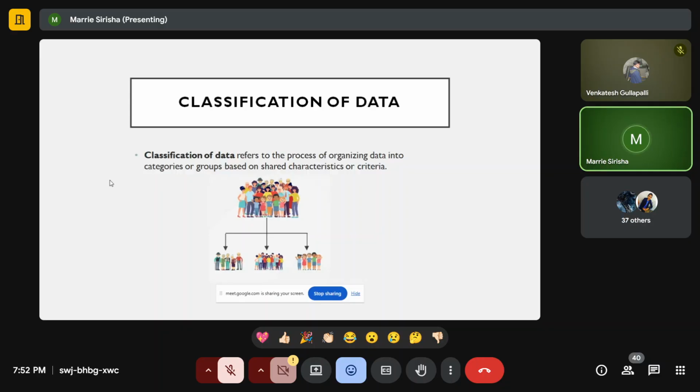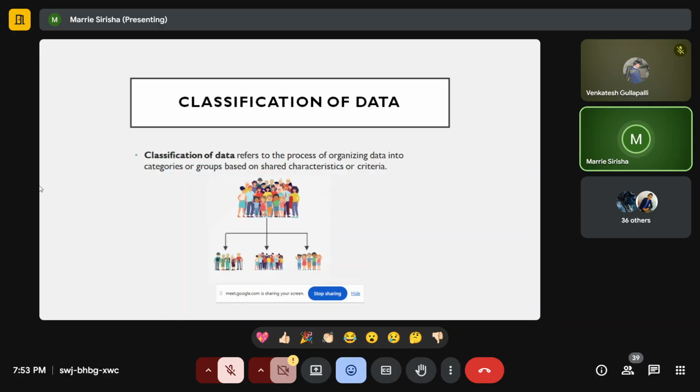Next, see, the definition itself: classification of data refers to the process of organizing data into categories or groups based on shared characteristics or criteria. That means things with similar characteristics we consider as one category, and those with other characteristics as another category. And like that you are categorizing, you are classifying the data.